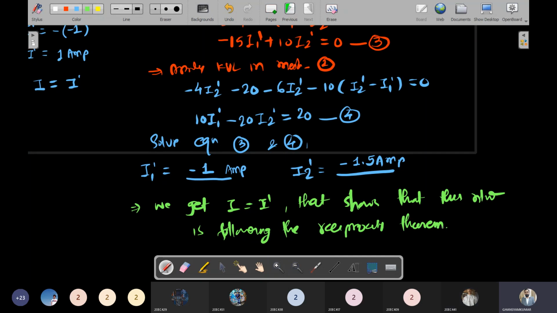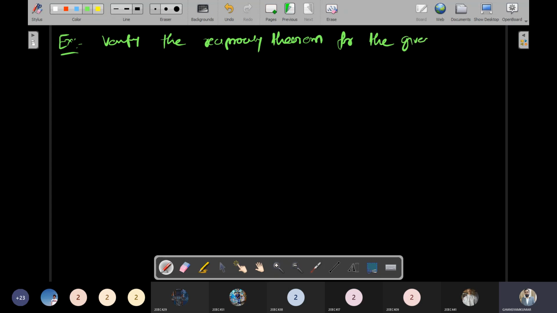Okay, we will do one more example. I'm just going to show you and will highlight the necessary steps. The title of the example is the same: verify the reciprocity theorem for the given network. Verify the reciprocity theorem for the given network, and draw the network.